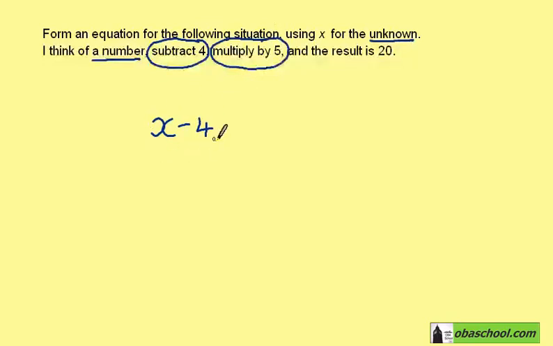That means multiplying the whole of this number by 5. To ensure this is done, we encase the x minus 4 in a bracket. We then put the 5 outside of the bracket.